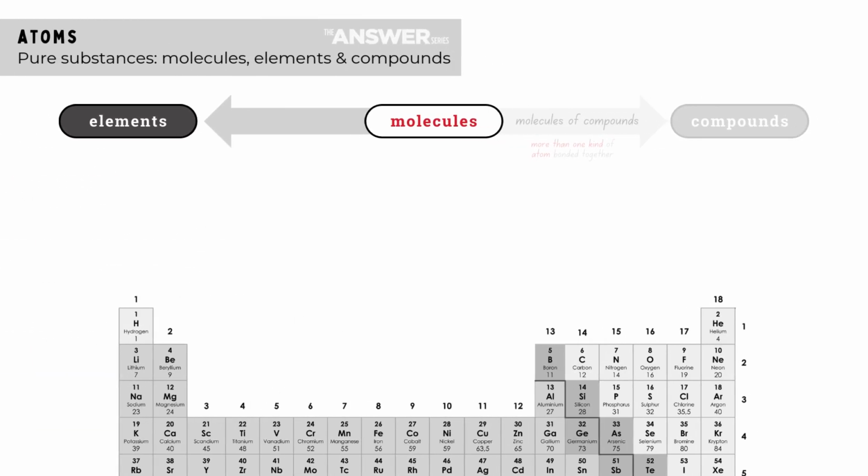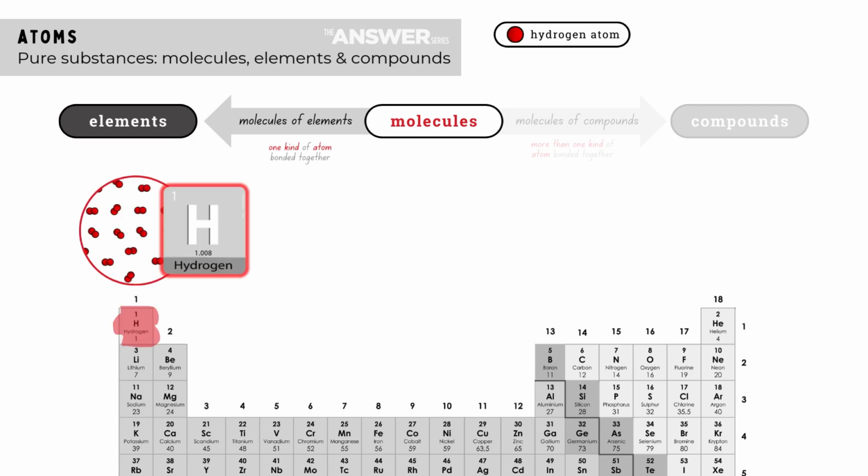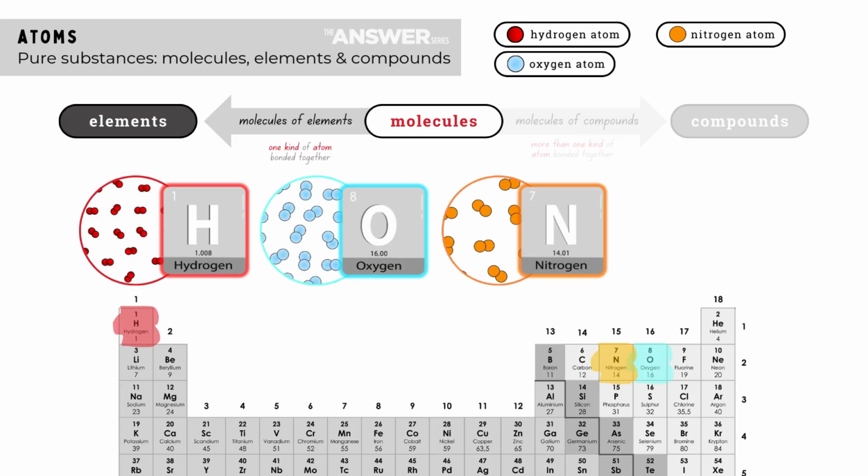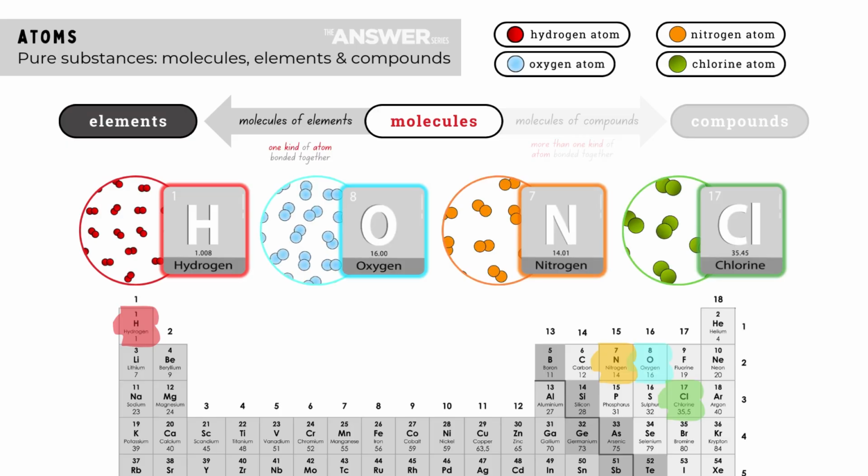Some elements on the periodic table, however, can form molecules of elements. In other words, they consist of the same kind of atom that is chemically bonded together, maybe two or more of those atoms. And some examples of these types of molecules of elements are hydrogen, oxygen, nitrogen, and chlorine. The atoms of these elements will always occur in a 1-to-1 ratio when they bond to form molecules.